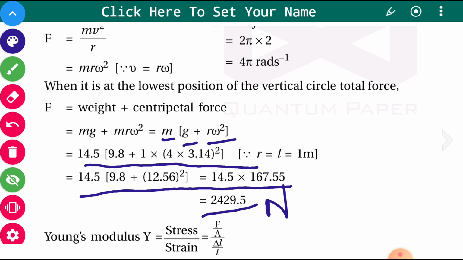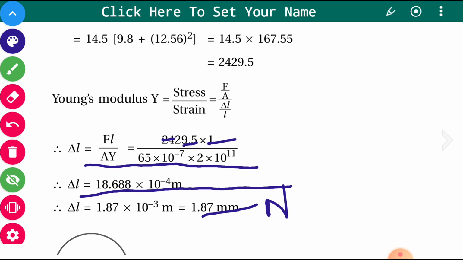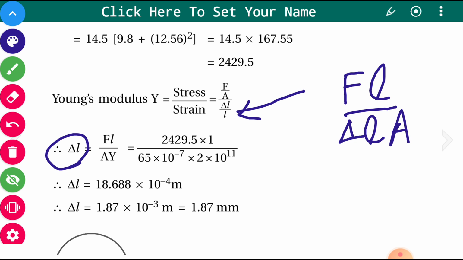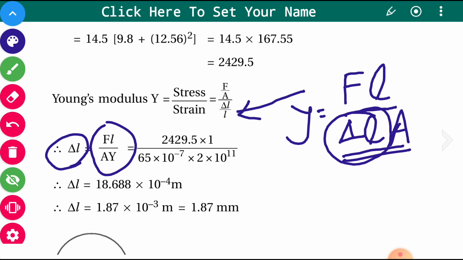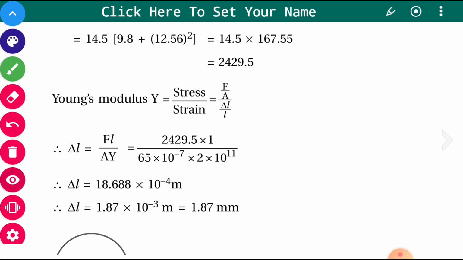2429.5 Newton. Okay, now Young's modulus is stress upon strain, that is force upon area over change in length upon original length. So delta L, that is elongation, can be made the subject of the formula. Young modulus will be FL upon delta L into A. So delta L can be FL upon AY. Place all the values. Force we have just now got. Length originally is 1 meter. Then simplify, you will get the elongation to be 1.87 millimeter.